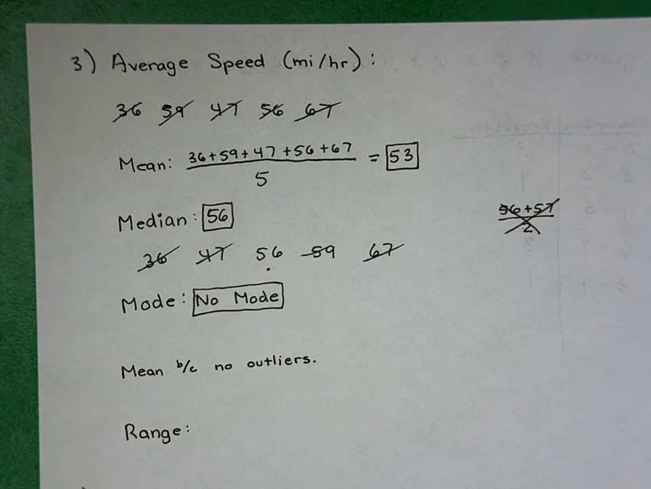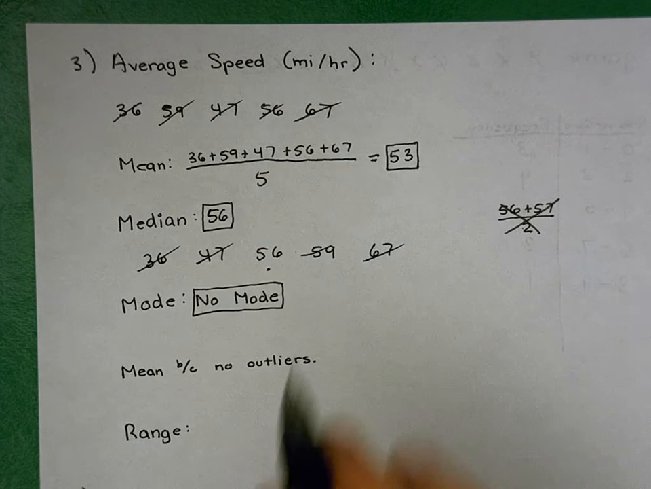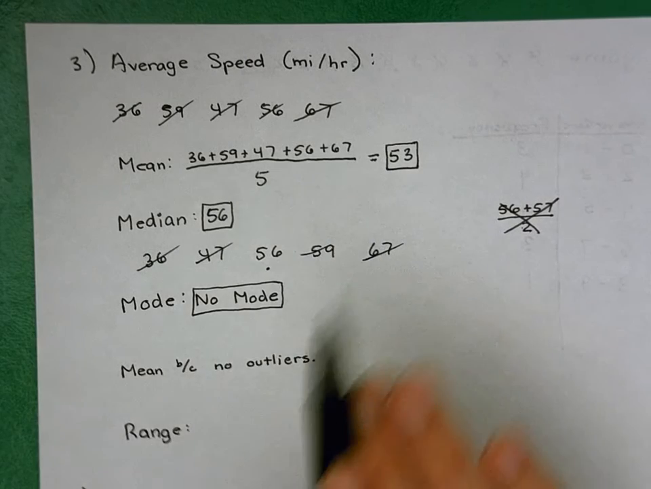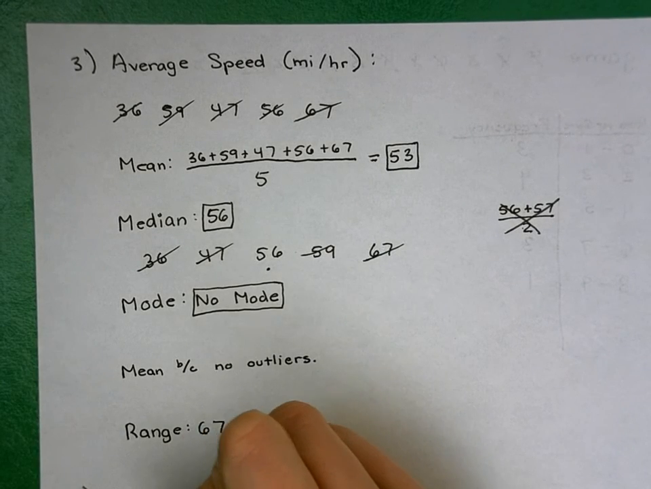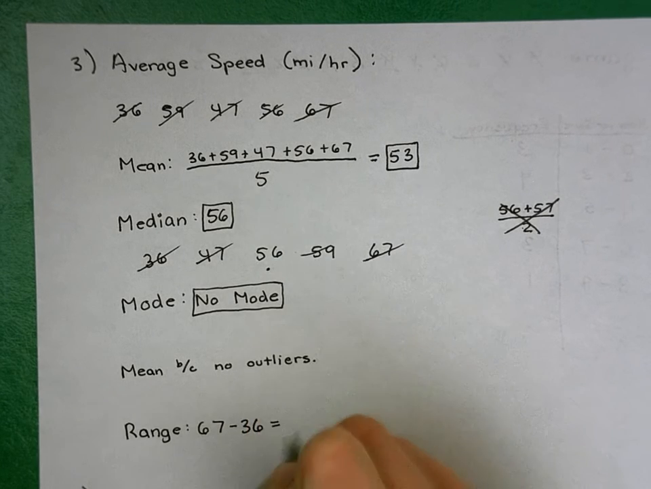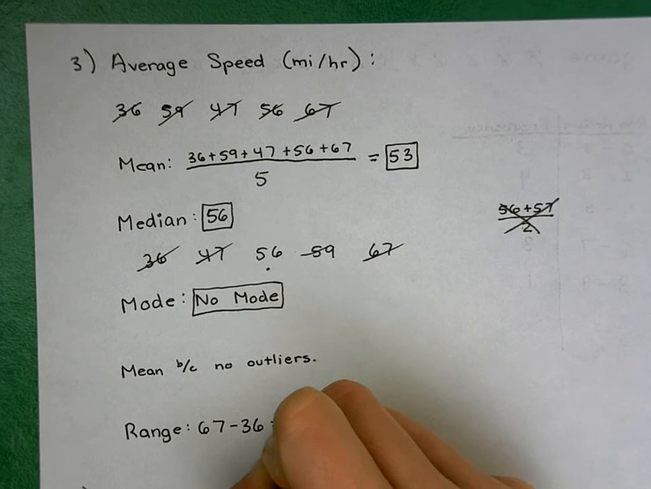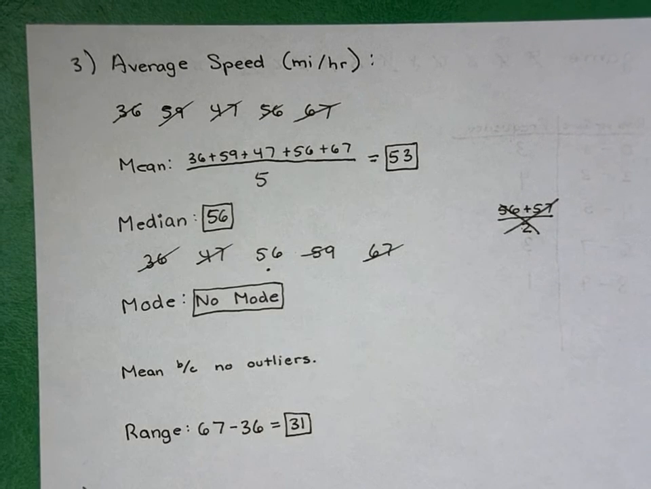The range is the distance between, the difference between, which means subtract, your biggest and smallest numbers. In this case, my biggest number is 67, my smallest number is 36. If I do 67 minus 36, I get 31. And so my range in this case is 31.